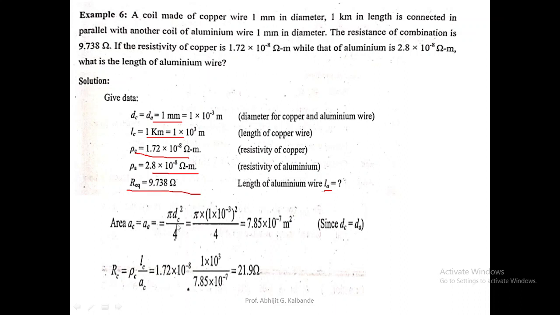For that purpose, we use the formula pi d_c squared upon 4. From that, we get the value of the area for both aluminum as well as copper. Now, after getting the area, we find the resistance of the copper. For that I use R_C equals rho_C into L_C by A_C, where rho_C means resistivity of copper, L_C means length of copper, A_C means area of copper. I put the values here, and from that we get the resistance of the copper wire.